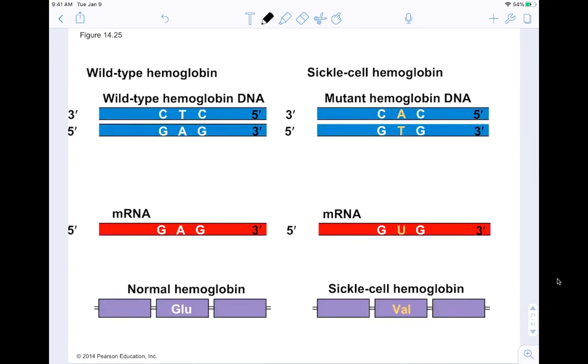So you have wild type hemoglobin and sickle cell hemoglobin. Sickle cell disease is when you have red blood cells that are sickled in shape and they don't carry oxygen efficiently because of their altered shape. It's actually caused by a point mutation in one single position. So instead of making glutamine, you're going to be making valine. That's one amino acid that is different, and now you have a mutant hemoglobin protein.